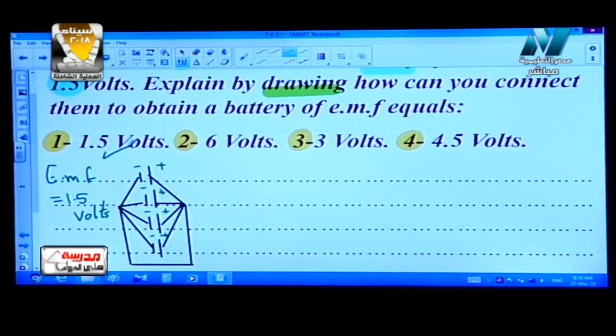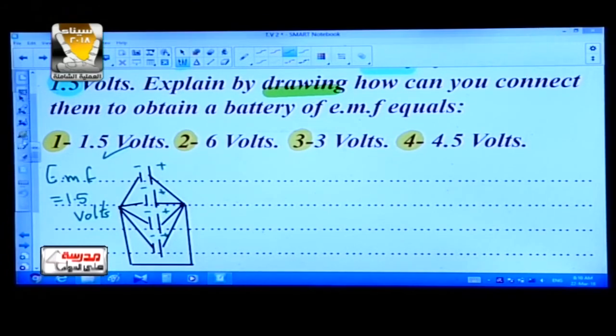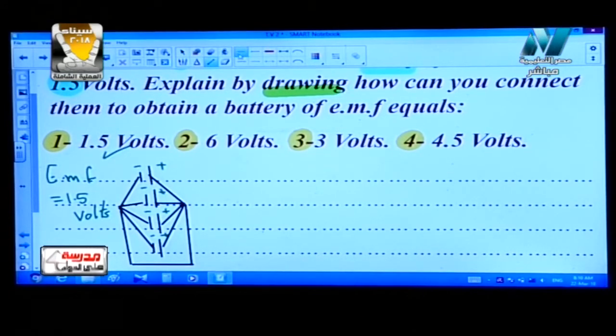Number two: how can we connect them to obtain 6 volts? How do I connect them all together to obtain 6 volts? In this case, how many do we have? We have 4 electric cells. So we should connect them all in series connection, because in this case the electromotive force equals E1 times their number, or the summation of the electromotive forces of all cells, as each positive pole is connected with the next negative pole, as we see here. And we should remember we have 4 electric cells.